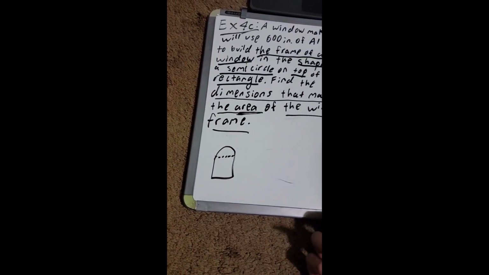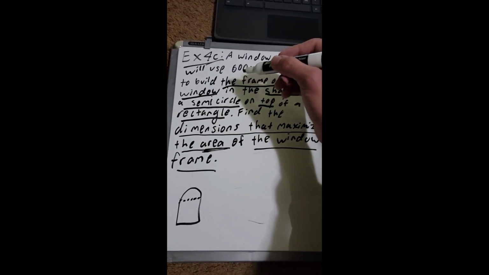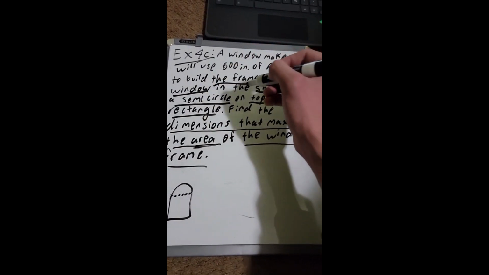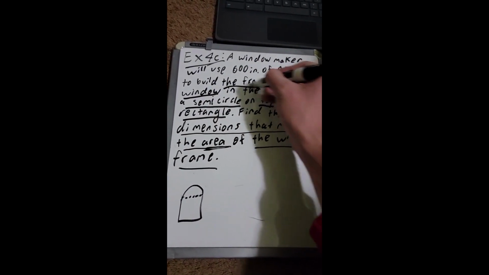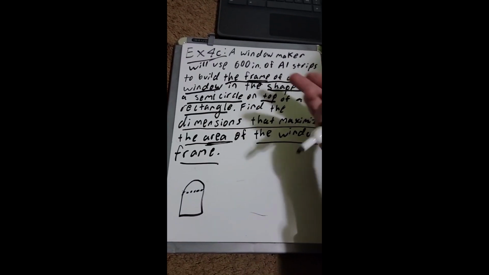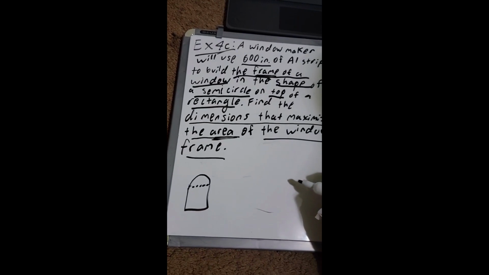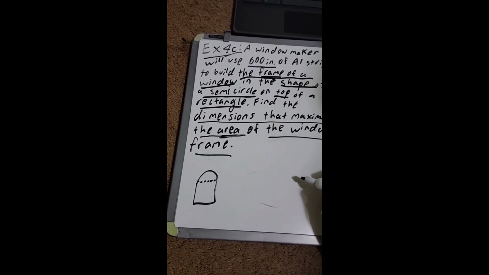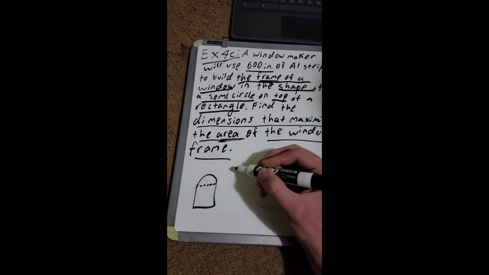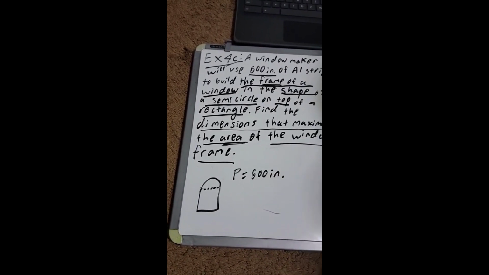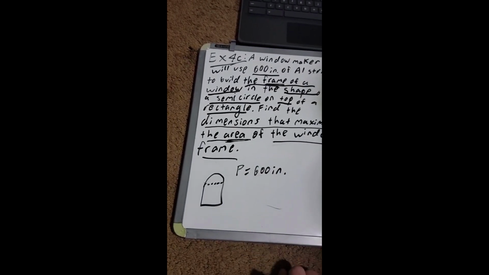All right, speaking of 600 inches of something to build the frame. So frame, that's going to be the perimeter of your window, and you're going to have 600 inches of it. So right off the bat, I can give the statement P equals 600 inches.